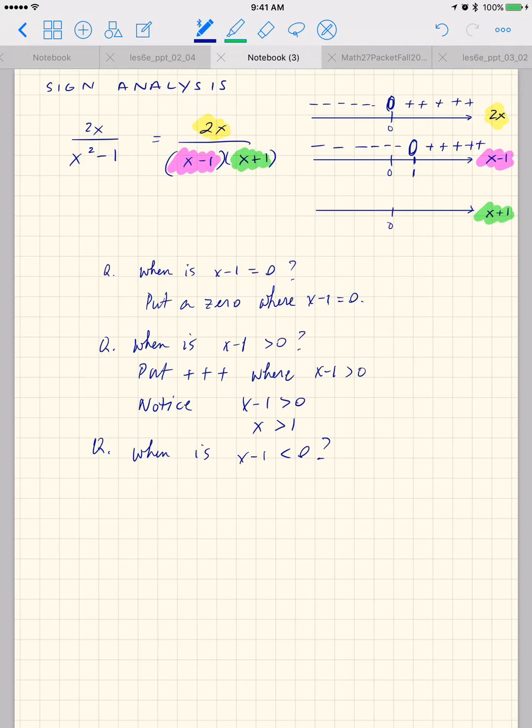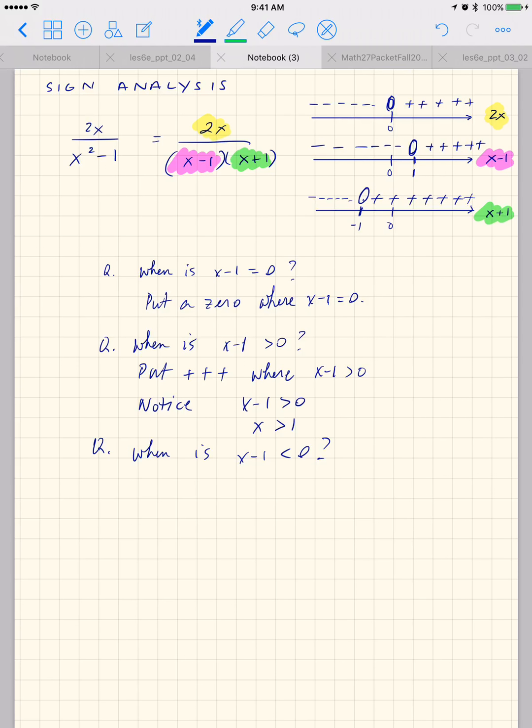And that part should be easy because if you've determined when x minus 1 is equal to 0 and when it's positive, then whatever is left is when it's negative. And now let's use the exact same process for x plus 1. So x plus 1 is equal to 0 at negative 1, so I put a 0. x plus 1 is positive when x is bigger than negative 1, and x plus 1 is negative when x is less than negative 1.